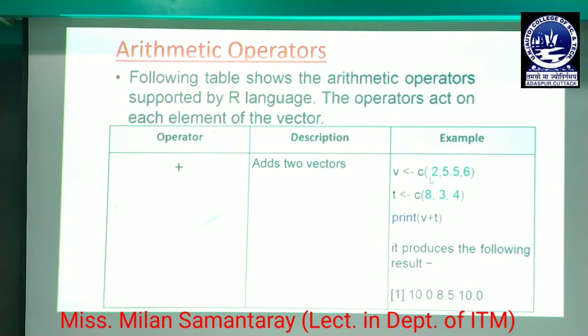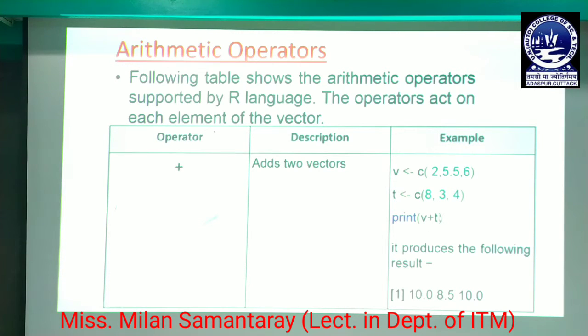One element will be added with its respective element, that means the first element with the first element, then second with second, and third with third. When we are performing operations, basically addition, subtraction, multiplication, division, everything, we have to provide two vectors of the same size, then we can perform the operations. You can see that the vector v contains 3 elements, and the vector t also contains 3 elements. Okay.